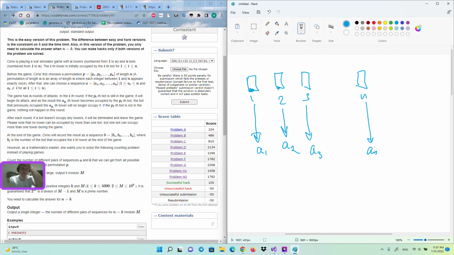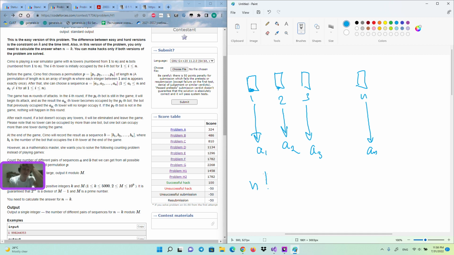Okay, very interesting. And at the end of the game, CERN will record the result as a sequence B, where b_i is the number of the bot that occupies the ith tower at the end of the game. Okay, let's notice that the answer is always divisible by n factorial, I guess. No, not n factorial.